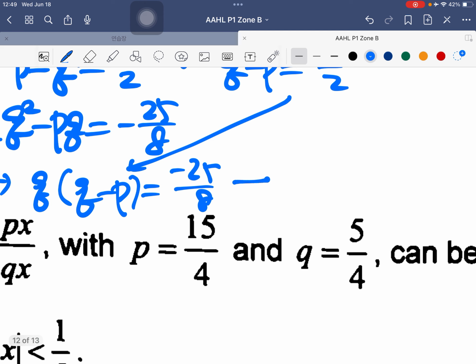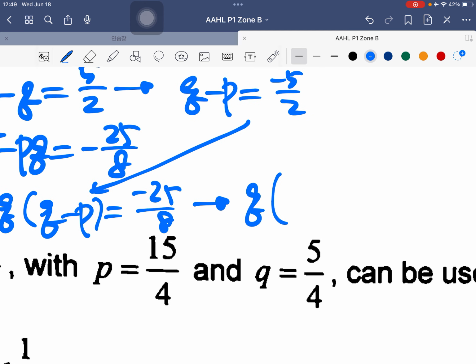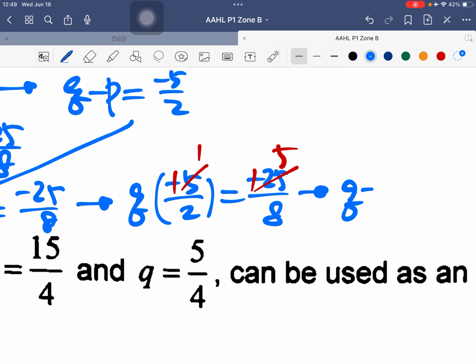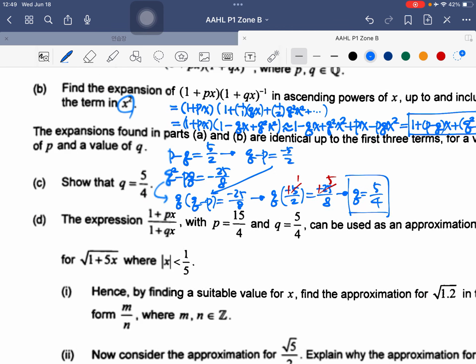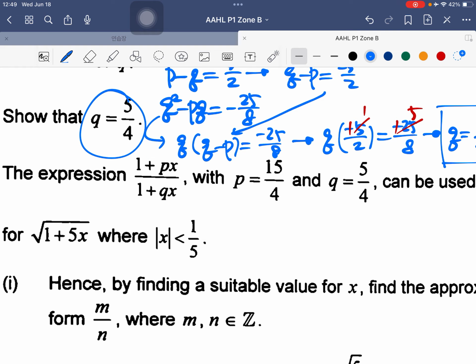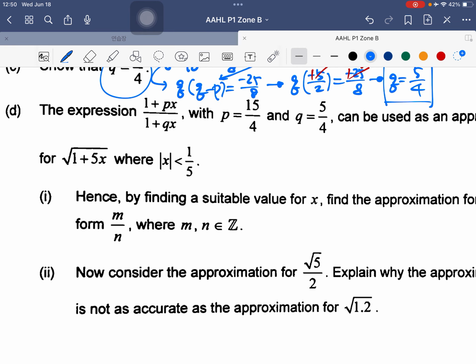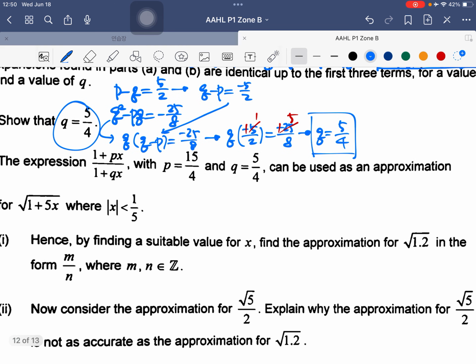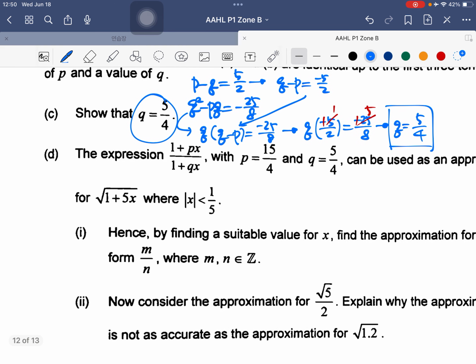So that means Q times minus 5 over 2 equals minus 25 over 8. And cancel out the sign, and this one becomes 1 and 5. So Q equals, multiply 2 on both sides, becomes 5 over 4. Yeah, then we got Q is 5 over 4, got it. The expression with P is 15 over 4 and Q is 5 over 4 can be used as an approximation of this expression.